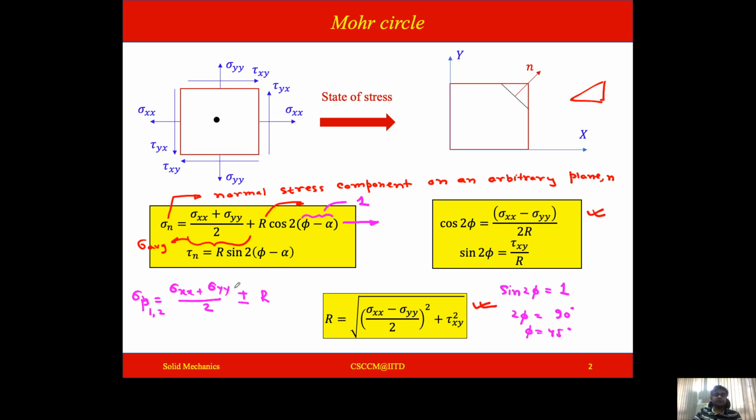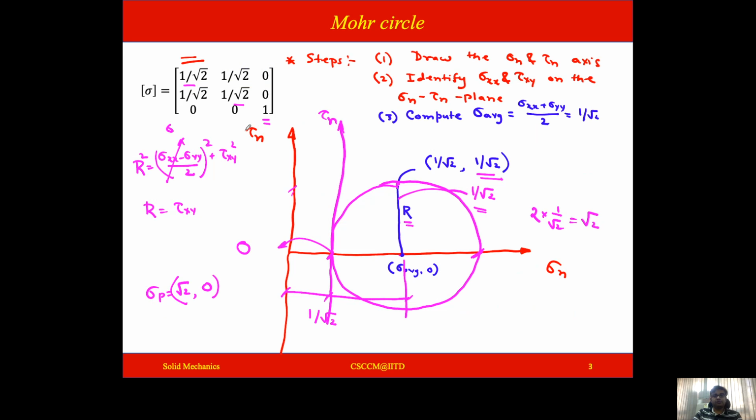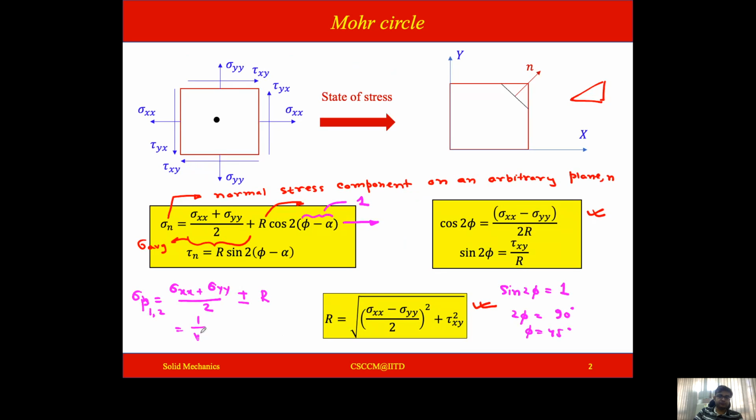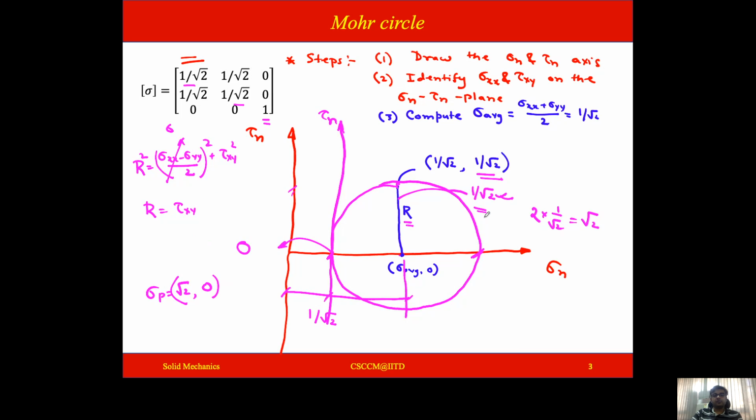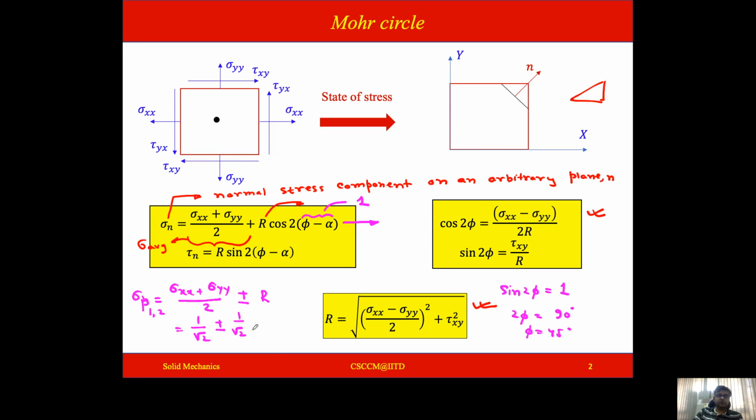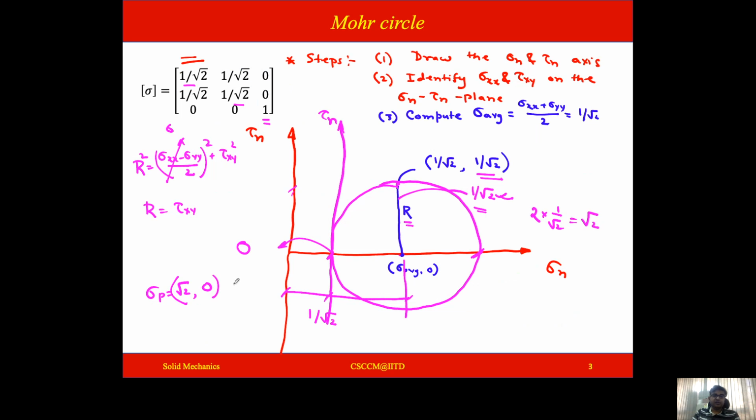So what is sigma xx plus sigma yy by 2? 1 by root 2 plus 1 by root 2 by 2. So 2 by root 2 by 2, so this is 1 by root 2. And then plus minus, what is r? 1 by root 2. So what is the final result? One will be equal to 2 by root 2, which is root 2, and the other will be equal to 0. You see, you are getting the same result that we got from the Mohr circle.